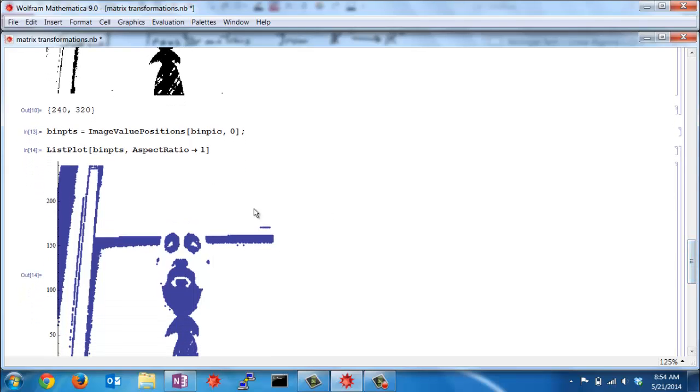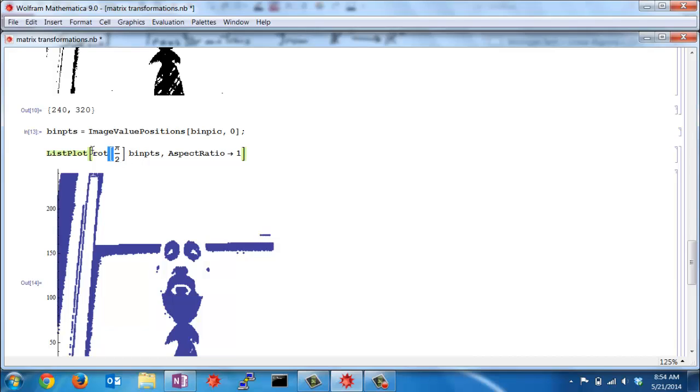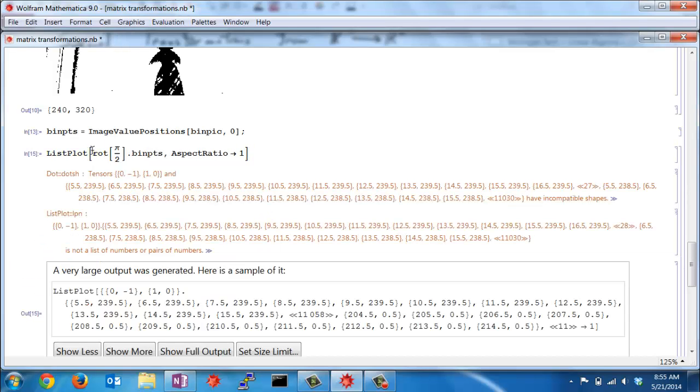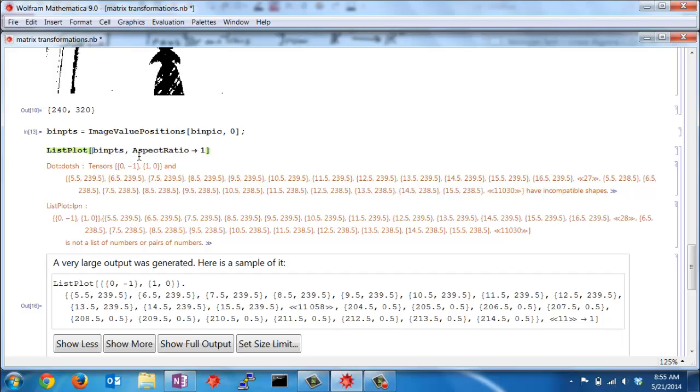But now they're just a list of points, so there's no reason I couldn't take my rotation thing here, rotate it by, say, pi over 2, and multiply all those points by that matrix. And hopefully get something that will work. On the wrong side here. Let's tweak this a little bit.